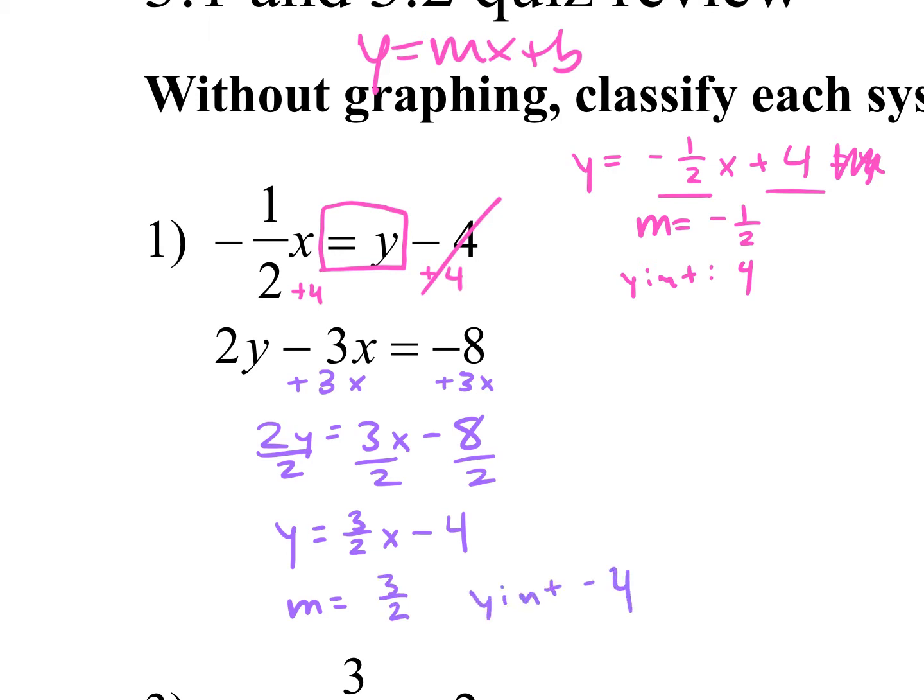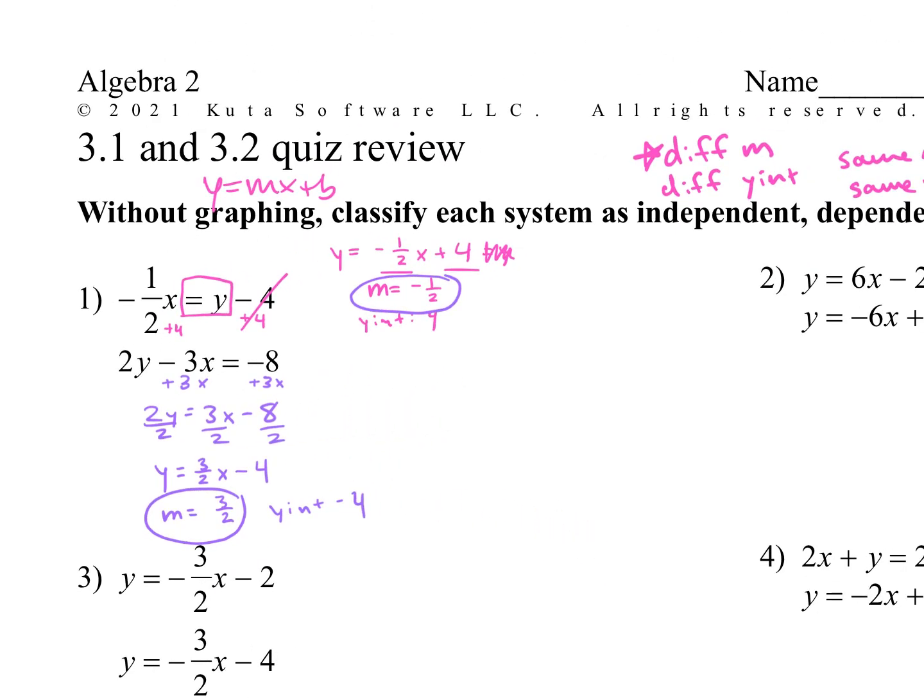Are my slopes the same? My slope is 3/2 and 1/2. So they're not the same. So automatically, what does that make it? Independent. When your slopes are different, it's automatically independent. Any questions?